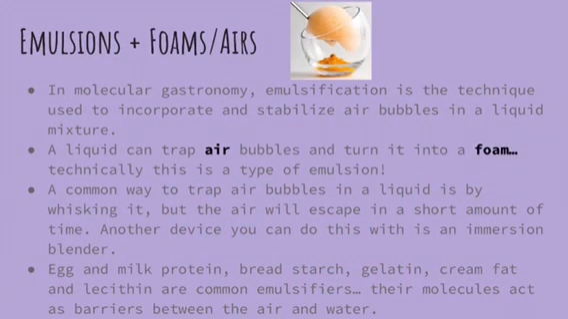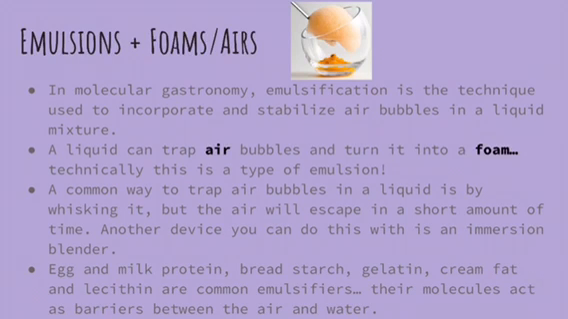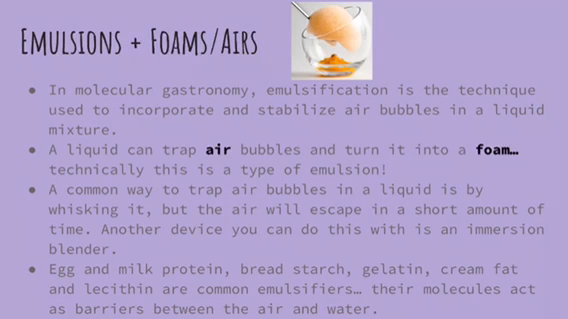So in the last slide, there was a list of common food emulsions, but in terms of molecular gastronomy, a common type of emulsion is a foam. In molecular gastronomy, emulsification is a technique used to incorporate and stabilize air bubbles in a liquid mixture. So a liquid can trap air bubbles and turn into a foam. And technically, this isn't a type of emulsion because if you look at a foam, such as the picture above, the air bubbles are trapped within the foam, and they're not actually mixed in.